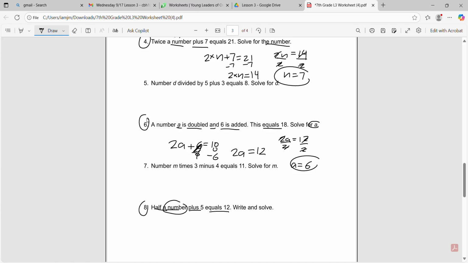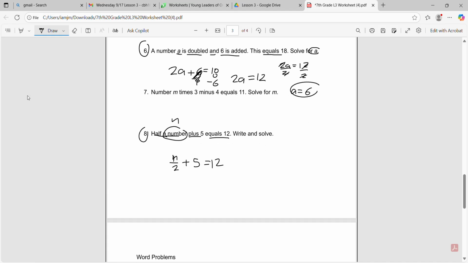So I have to solve for a number. We'll be using the variable n to substitute for the whole phrase a number. So half a number, or n over 2, plus 5 equals 12. This will be our equation. Let's subtract 5 on both sides first. Then we get n over 2 equals 7.